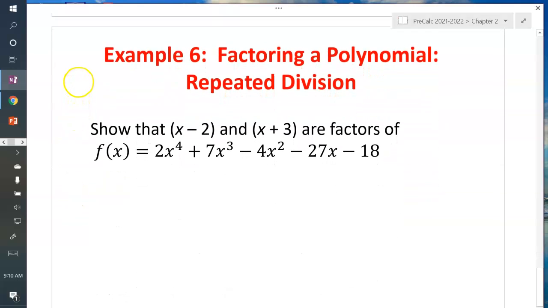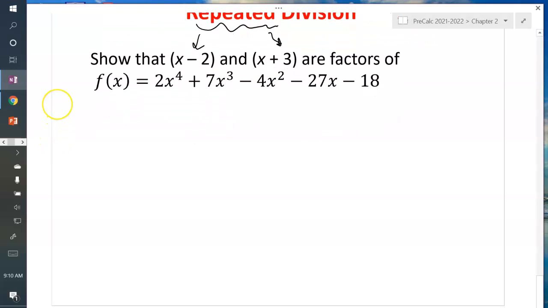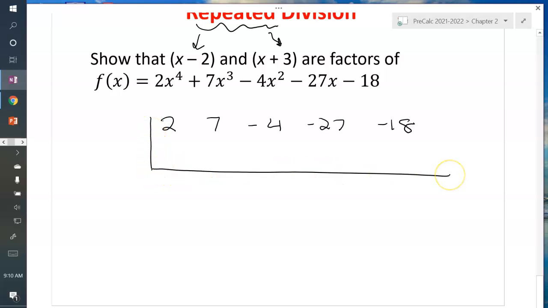All right, now we're going to factor a polynomial. We're going to use repeated division because we're going to show that x minus 2 and x plus 3 are factors. So I have to do a synthetic division for each one of these. So set it up just like before: 2, 7, -4, -27, -18. I'm not missing any of my terms, so I don't need to put any zeros in. Put in my bracket. I'm going to divide by x minus 2 first, so change that sign because I'm dividing. I'm not evaluating, I'm dividing, so change from -2 to +2.